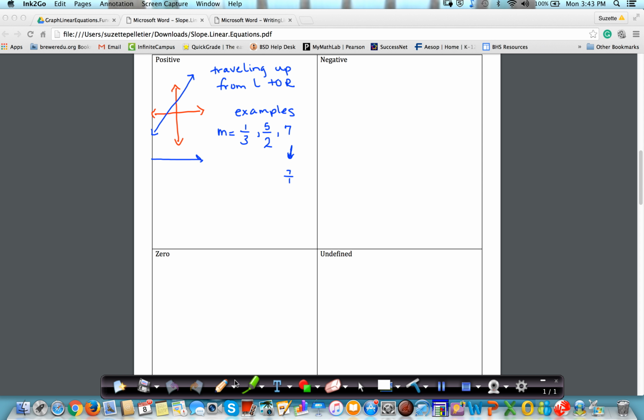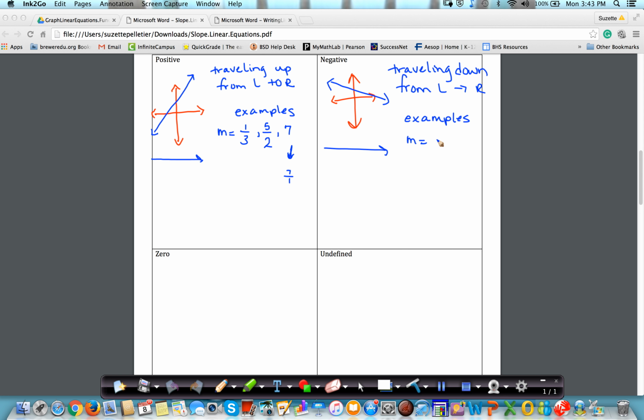Okay, let's talk about negative slope. So here's your Cartesian coordinate plane again. So negative slope is when your line is headed downward. So now it's traveling down from left to right. Again, from left to right. As you're going across your page, your line is going down. So examples of what negative slope must look like.